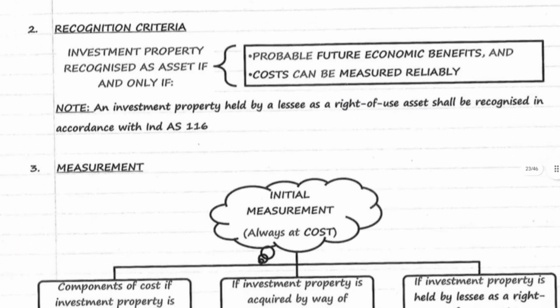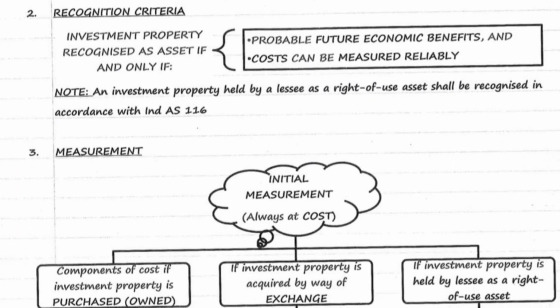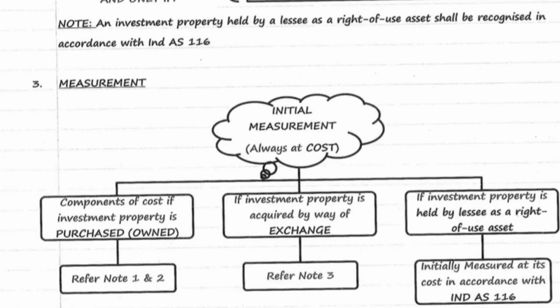Next, recognition criteria. Investment property will be recognized as an asset if and only if there are probable future economic benefits and cost can be measured reliably. If both the conditions are satisfied, investment property shall be recognized as an asset. An investment property held by a lessee as a ROU asset, right of use asset, shall be recognized in accordance with Ind AS 116. Measurement of investment property.